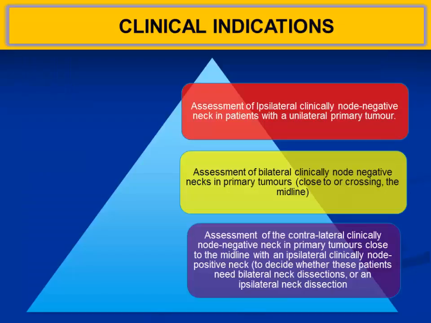What are the common indications? They have strict criteria here. You have to assess ipsilateral clinically node-negative disease. On palpation, if you find a lymph node in the neck, then the patient is not going to have sentinel node imaging. So, on palpation, there should not be any palpable lymph nodes. And assessment of bilateral clinically node-negative tumors. So, it has to be node negative bilaterally. If you have a palpable node, then there is no role for sentinel node biopsy.